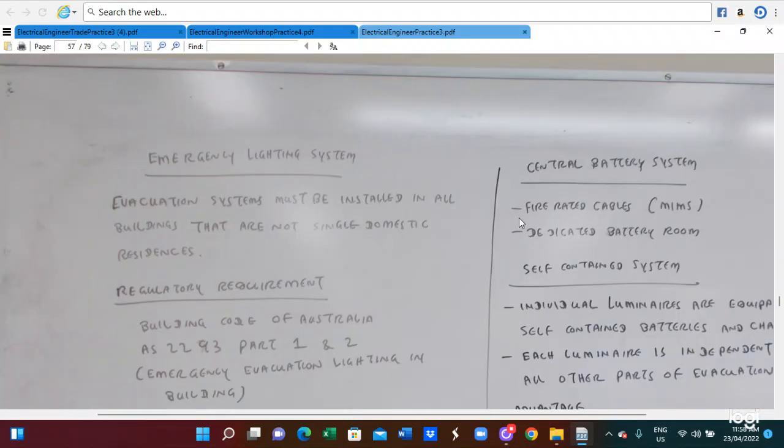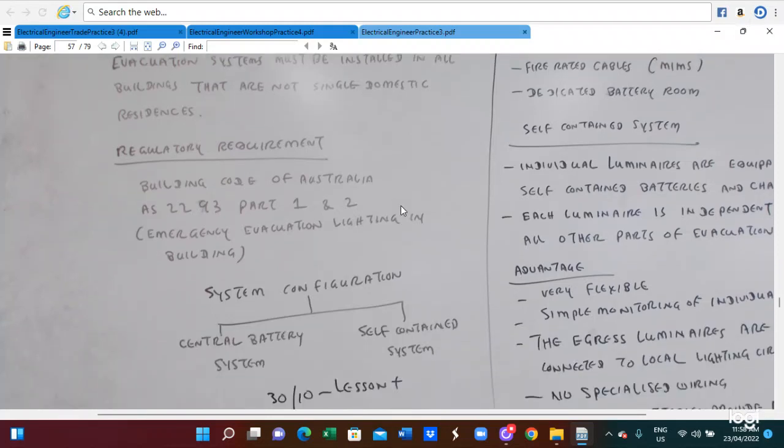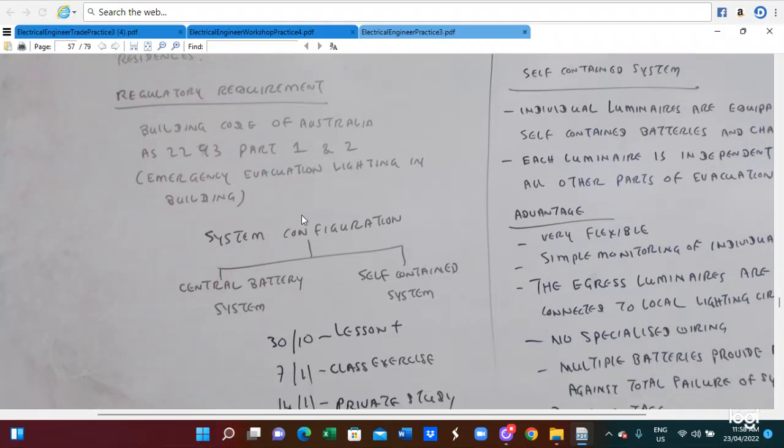So the next one is the emergency lighting system. An evacuation system must be installed in all buildings that are not a single domestic residence. The regulatory requirement is the Building Code of Australia. It mentions this regulatory requirement. AS 2293 parts 1 and 2 mention the regulatory requirement. So emergency evacuation lighting must be provided for the building.